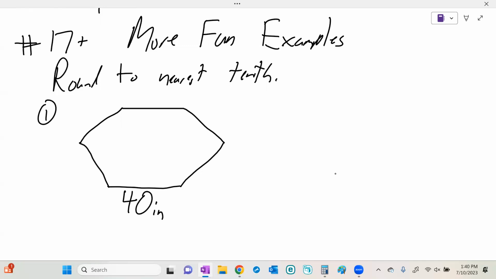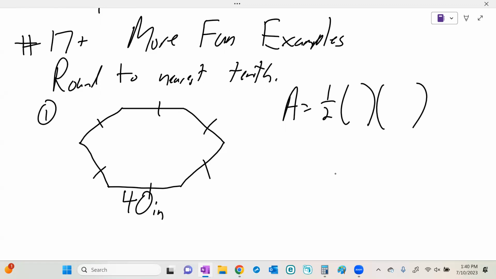First off, let's think about the area equals 1/2 the apothem times the perimeter. We should already be able to get the perimeter here. What's the perimeter? 1, 2, 3, 4, 5, 6. 240.